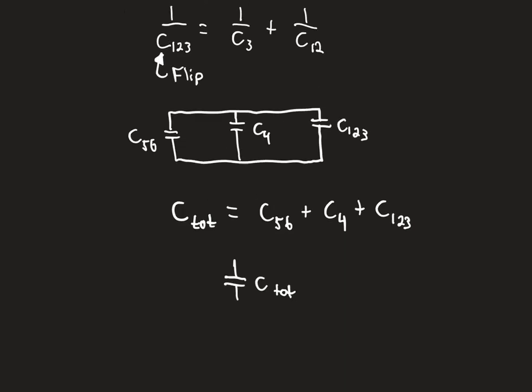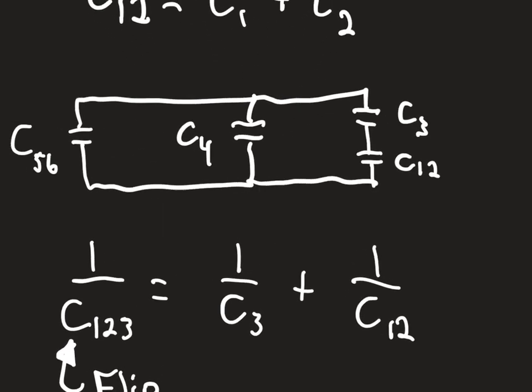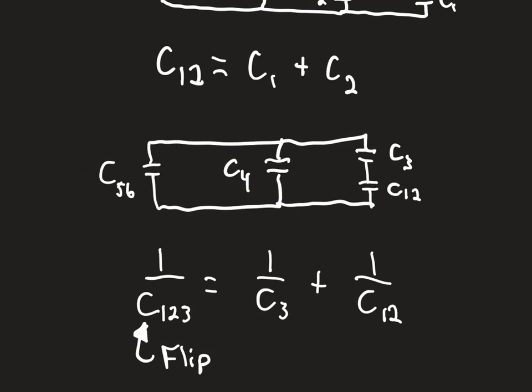Whereas if I go up a little bit, I can come down. Okay, let's come down from the top, and I have different branches I can take. I can go through C56, and that's it. And I can go through C4. I can go through C3. But if I go through C3, then I'm automatically forced to go through C12. So if I'm forced to go through one right after another, then they're in series with each other.